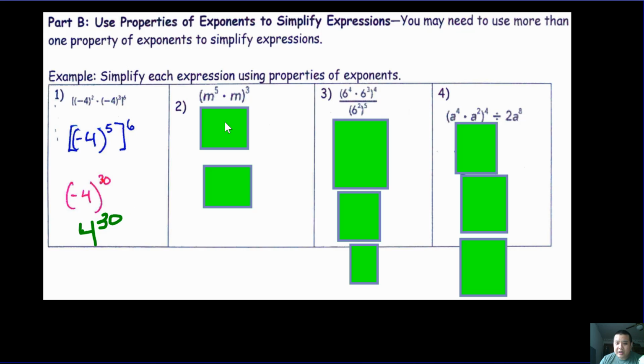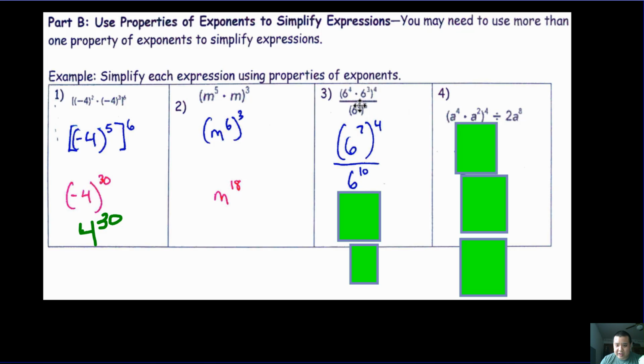Okay. Here, m to the 5th times m is m to the 6th, so we get m to the 6th to the 3rd, which is m to the 18th. Here again, we're going to simplify both the numerator and the denominator and then do the quotient rule. So here we get 6 to the 4th times 6 to the 3rd up here, so that's 6 to the 7th to the 4th at the top, and then 6 to the 2nd to the 5th. Multiply 2 and 5, we get 10. Then we still need to simplify the top. 7 and 4 gets us 28 by the power rule, and then we subtract using the quotient rule, we get 6 to the 18th.